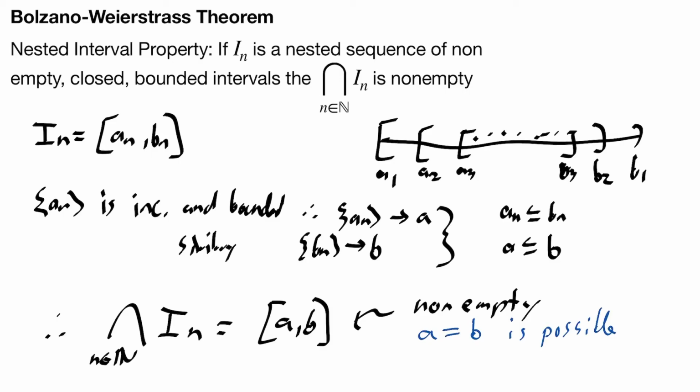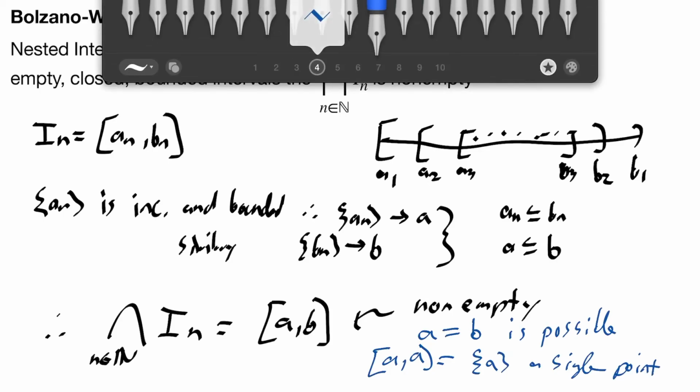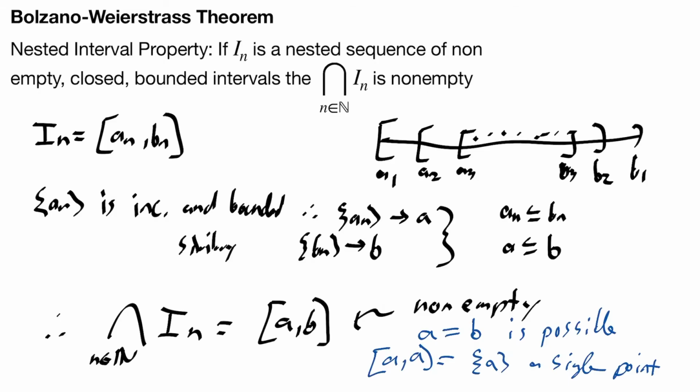And what would it mean if A equals B? Well, if A equals B, all that would mean is that this sequence is A, but that is just a single point A. So it's definitely possible that you have only one point when you're all done with these.